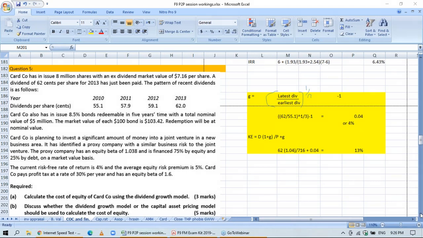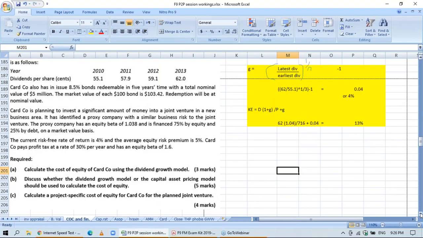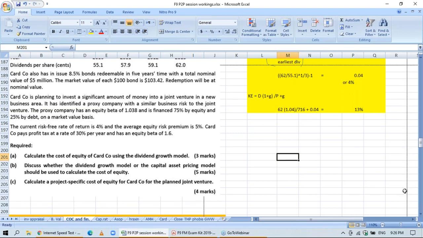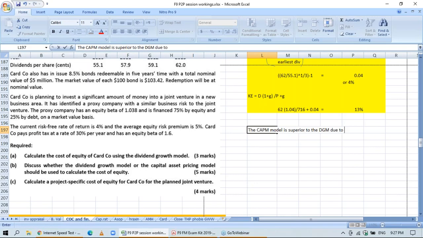Now what they say in part B: discuss whether the dividend growth model or the capital asset pricing model should be used to calculate the cost of equity. So the debate over here is which model is superior to calculate the cost of equity, the dividend growth model or CAPM. So it's CAPM. The CAPM model is superior to the dividend growth model due to the following reasons.